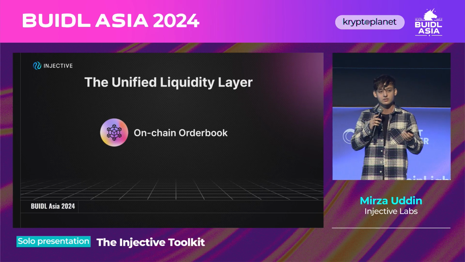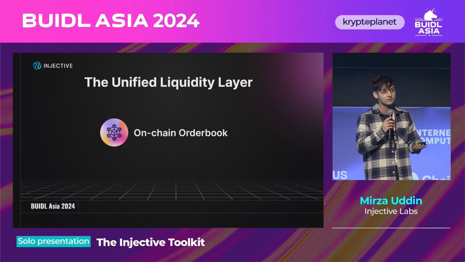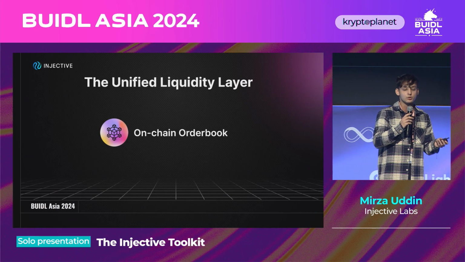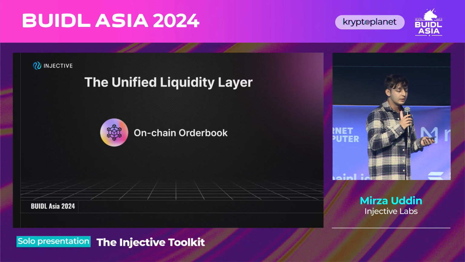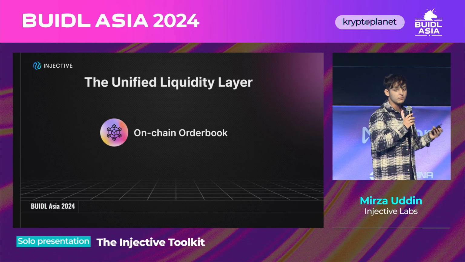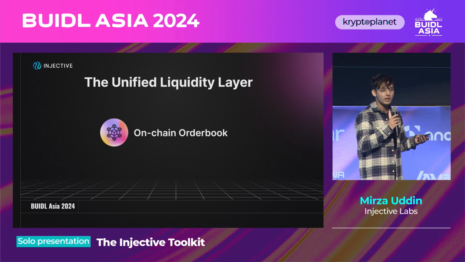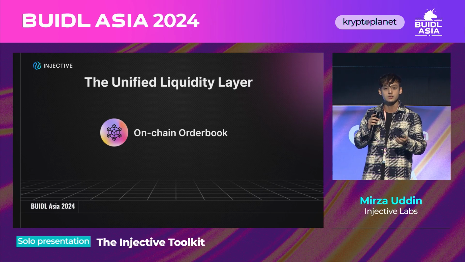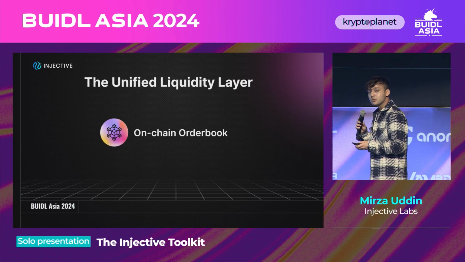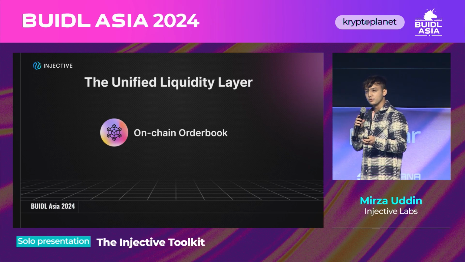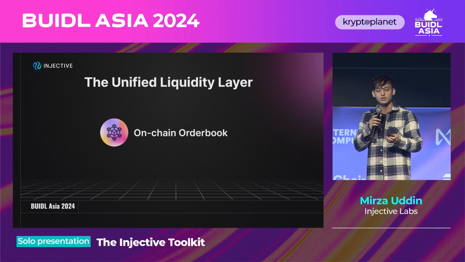But the beauty of this is if you build a new application on Injective today, so let's say you build a new DEX or a new derivatives protocol, you have access to all this liquidity from day one. You do not need to go out and give out incentives or try to hunt for this liquidity. And that's what I think makes Injective really special, this unified liquidity layer that lives on chain.